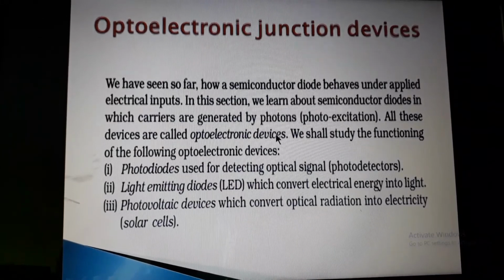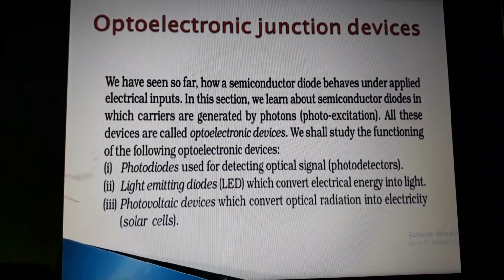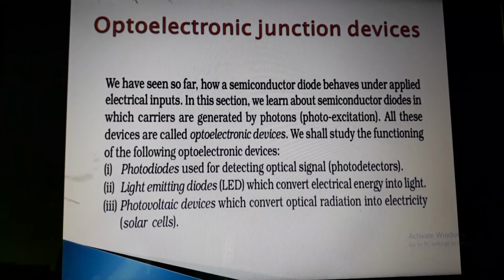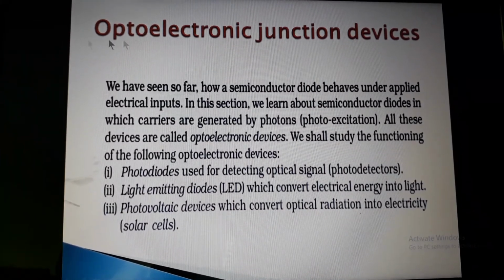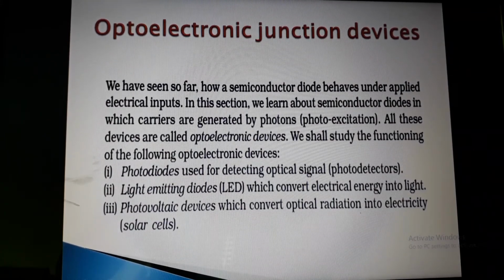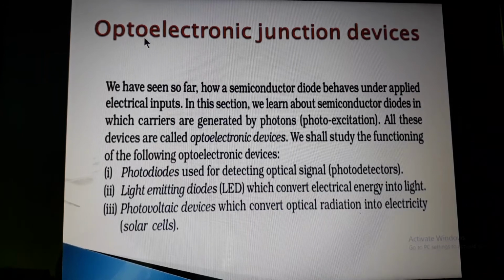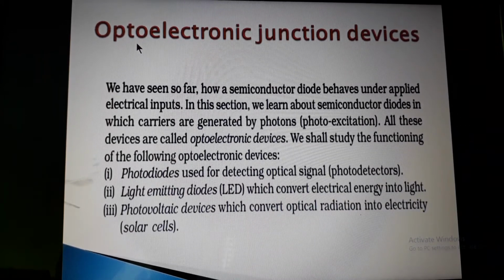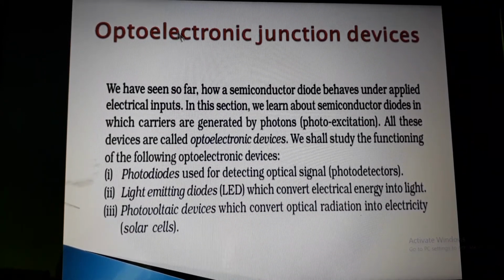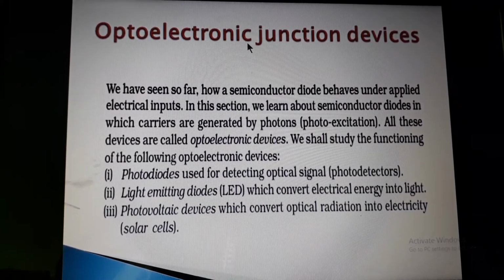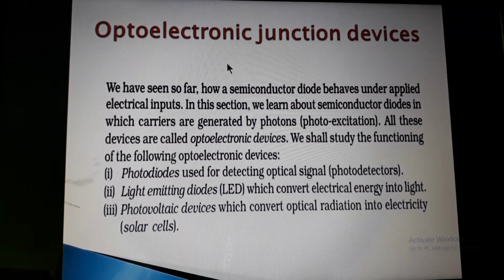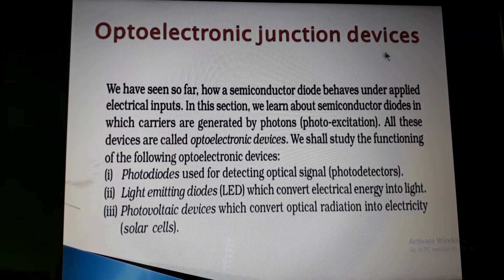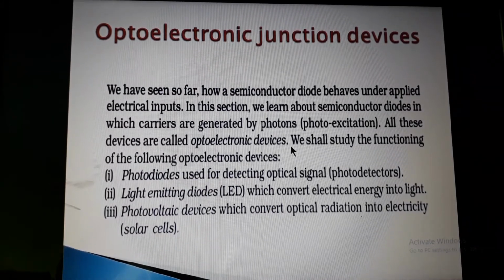Now next is optoelectronic junction devices. As the name suggests, opto means optics, and optics means something connected with photons, which means light. Electronics means the electronic devices which are operated by using photons or light. So that is called optoelectronic junction devices.